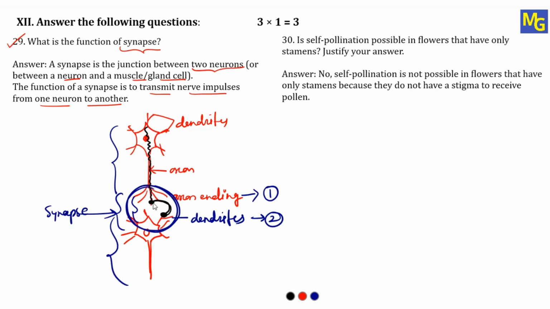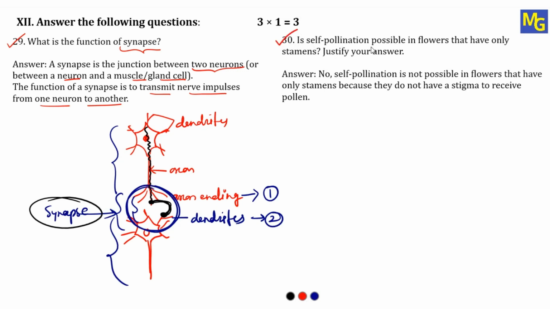And this transfer, or the passing of this message from one neuron to another neuron, or I can say from the axon ending of one neuron to the dendrites of another neuron, is done in this synapse. So that is the main function of this synapse. I hope you understood the answer. Now we'll see question number 30.